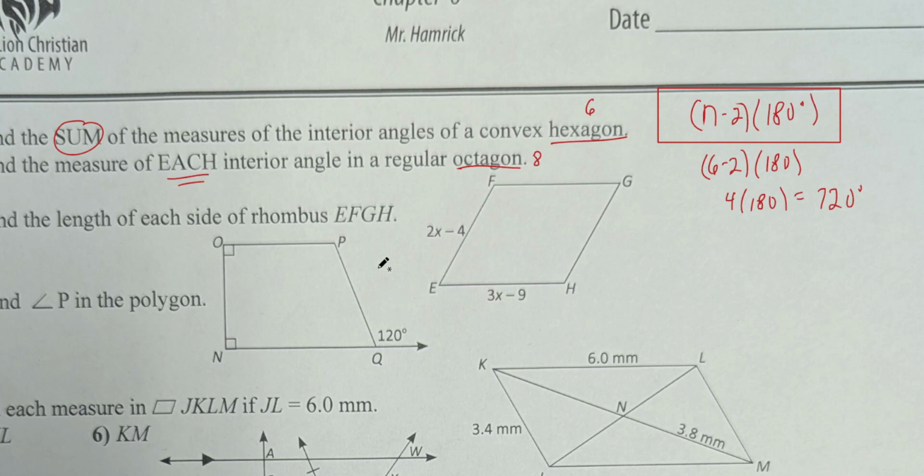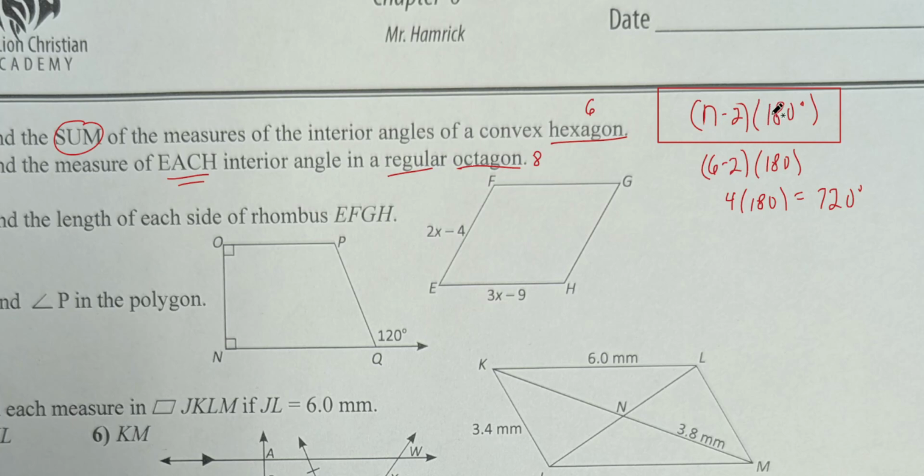So how do I find each interior angle? And this is a regular octagon, which means what? All the angles are equal and all the sides are equal. The important thing is all the angles are equal. How do I find each one, not all of them together, just every single angle? What is each going to be?